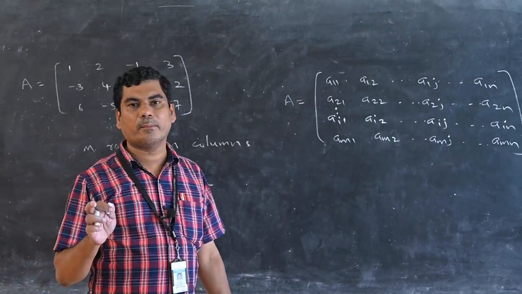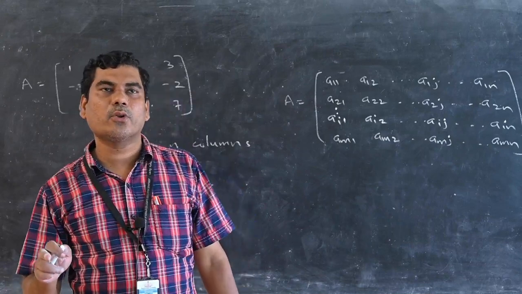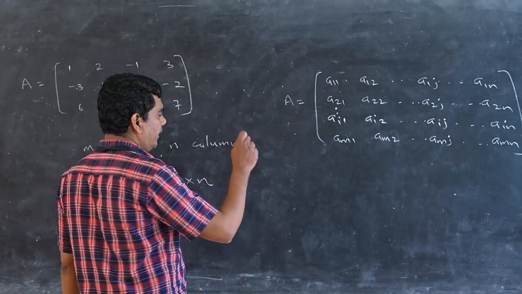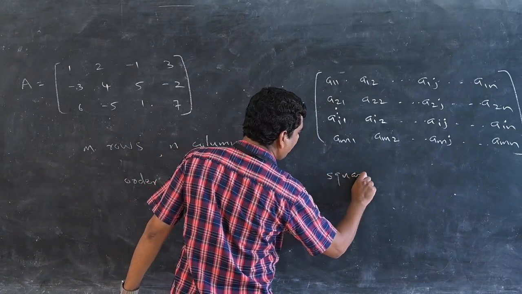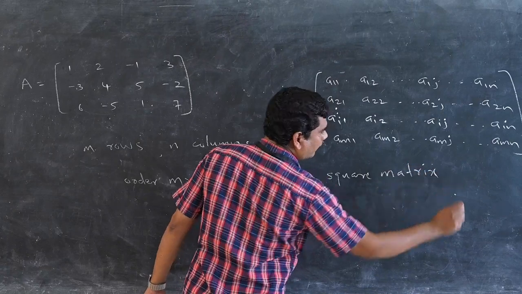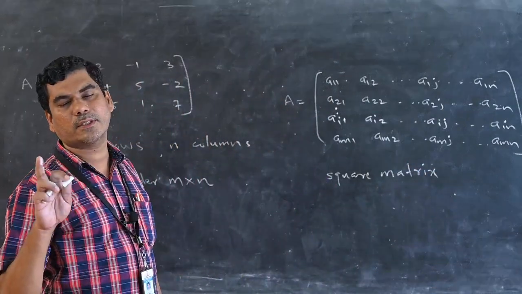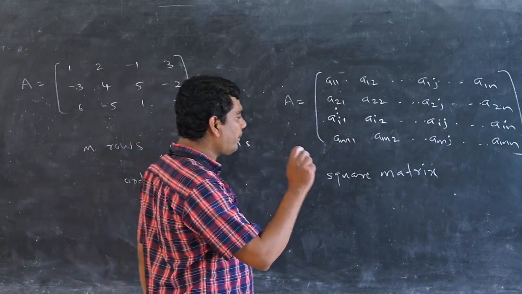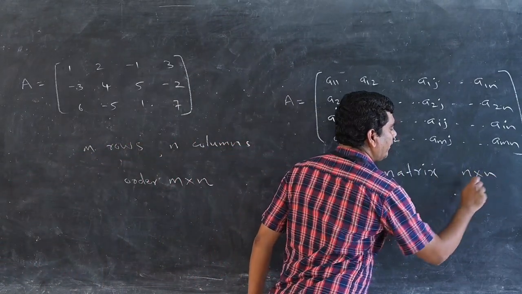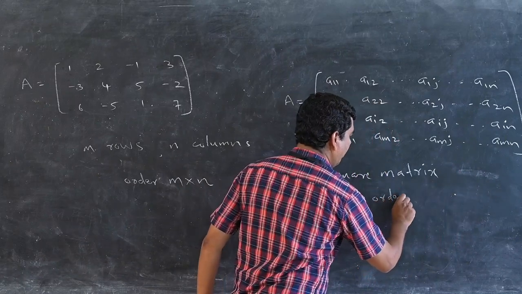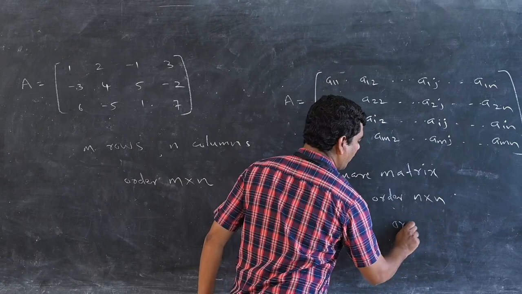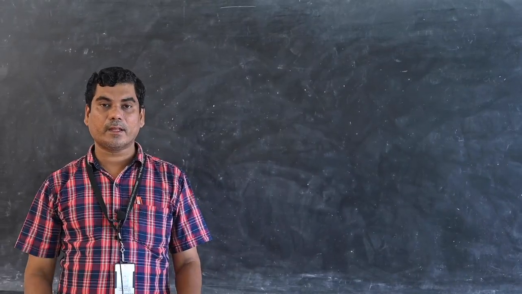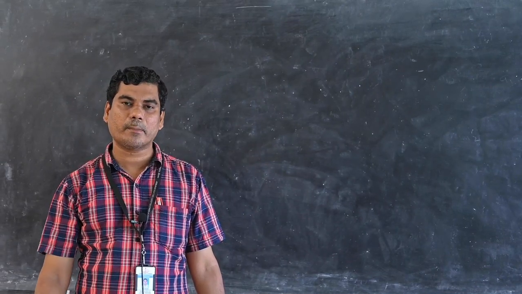Now if the number of rows is equal to the number of columns in a matrix, then that matrix is called a square matrix. If the number of rows equals the number of columns, equal to n, then the square matrix is of order n by n, and instead of order n by n, we simply denote it by order n.